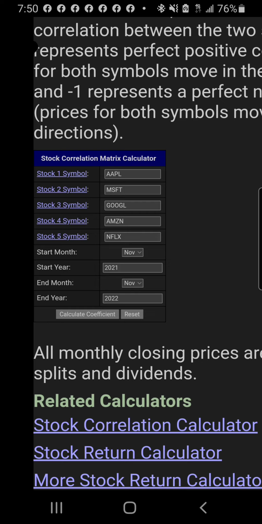Now, this doesn't work in every single market because that's not true diversification. True diversification would probably involve making sure that these symbols are in different sectors. This isn't true diversification. This is more so a hedge. So you can take some of these symbols, they automatically fill it in with Apple, Microsoft, Google, Amazon, and Netflix. That's what they automatically fill it in with. Those are the FANG stocks.